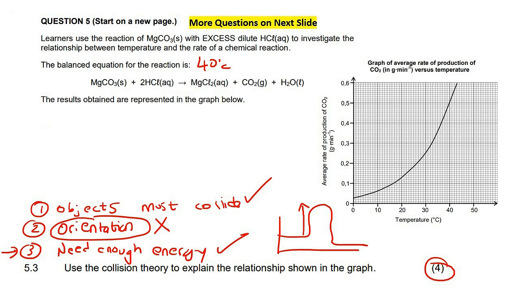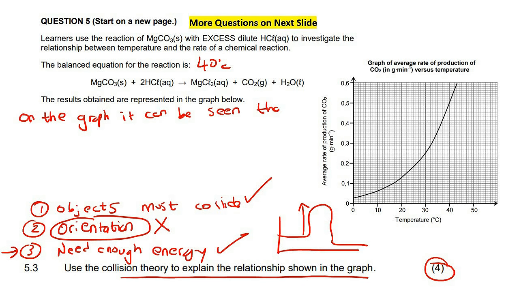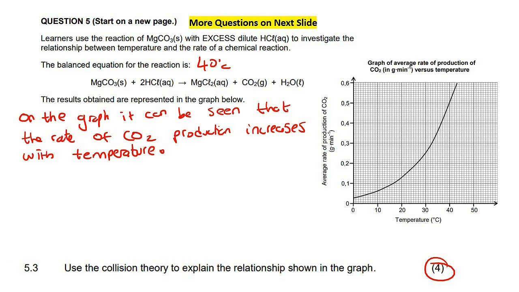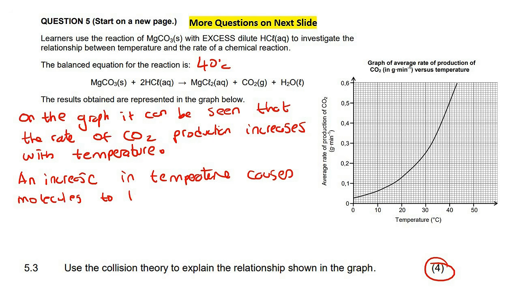So let's first explain to them what we see on the graph, okay? On the graph, it can be seen that the rate of CO2 production increases with temperature. Now we can say that an increase in temperature, and guys, you don't have to say it exactly like I do, an increase in temperature causes the molecules to have more kinetic energy.